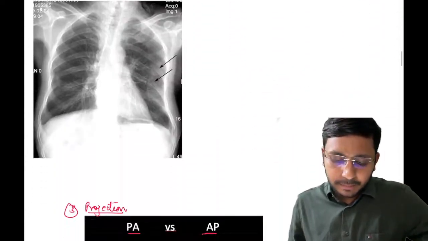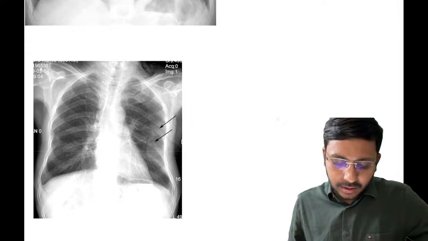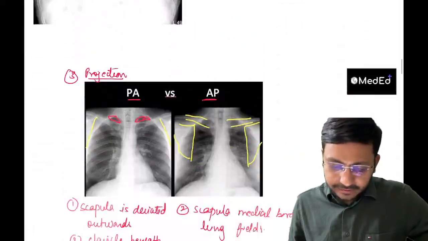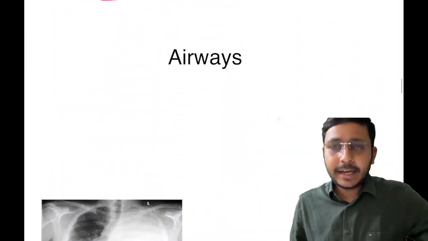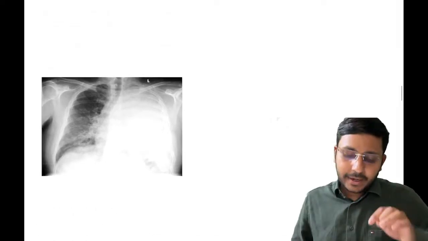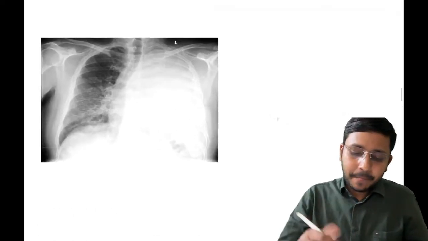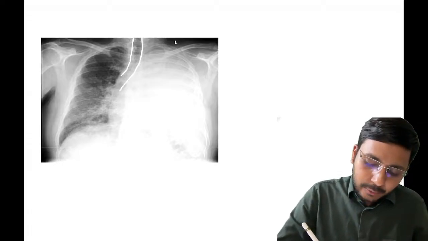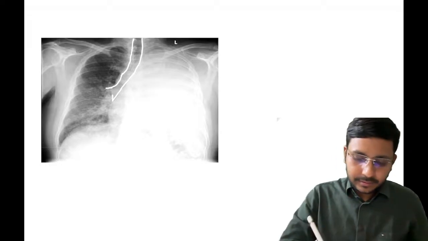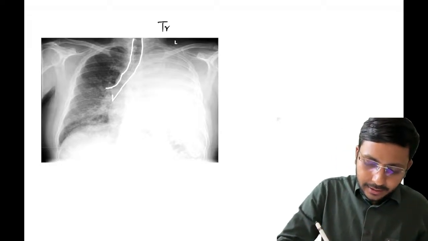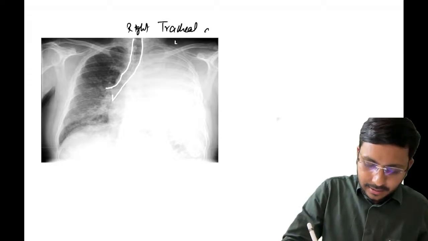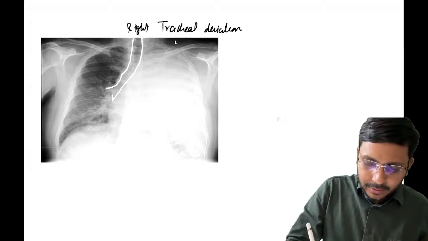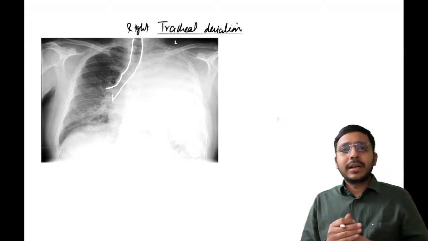Let's first come to the pathology of airways. First thing that we'll read about are airways. Now, can you see on this chest X-ray that this is the airway, this is the trachea. Can you see that the trachea is deviated to the right hand side? We'll call it right tracheal deviation.